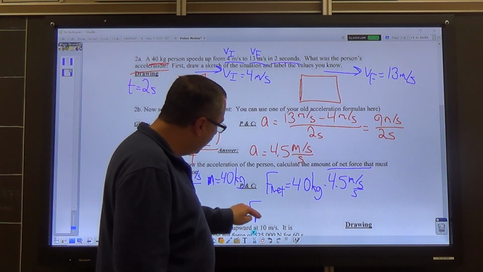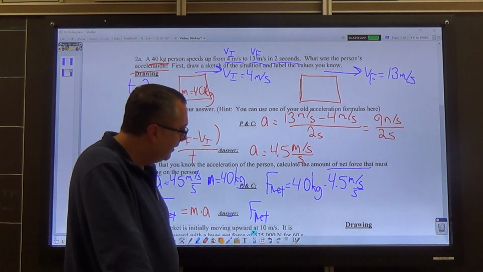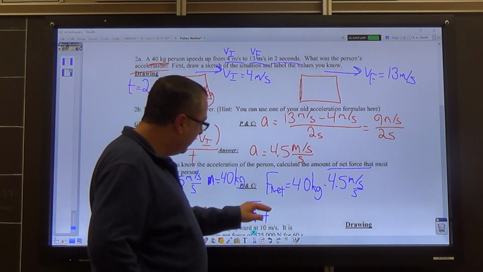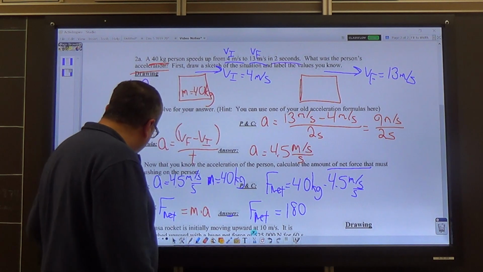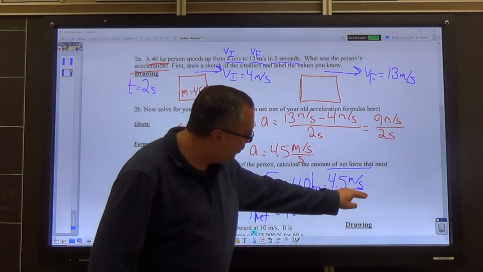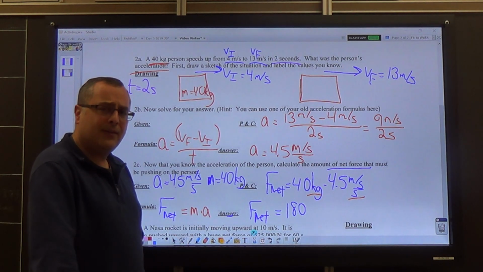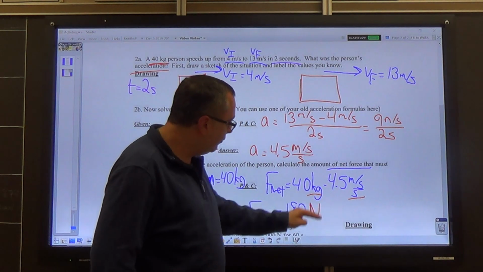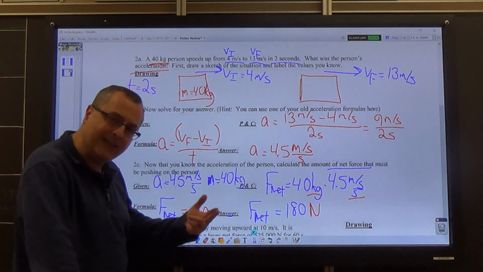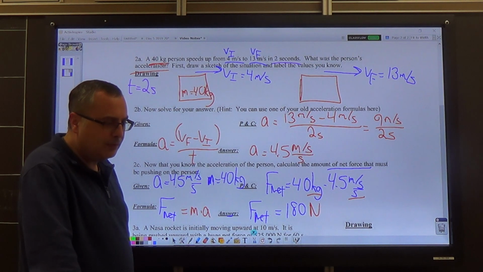So when you multiply those numbers together, let's see, that'd be 160 plus 20. So that looks like that would be 180. And you could write kilograms multiplied by meters per second squared. We did tell you that you could abbreviate that as the unit of a Newton. So most of you should be probably choosing to take the easier way and go ahead and call that a net force of 180 newtons.